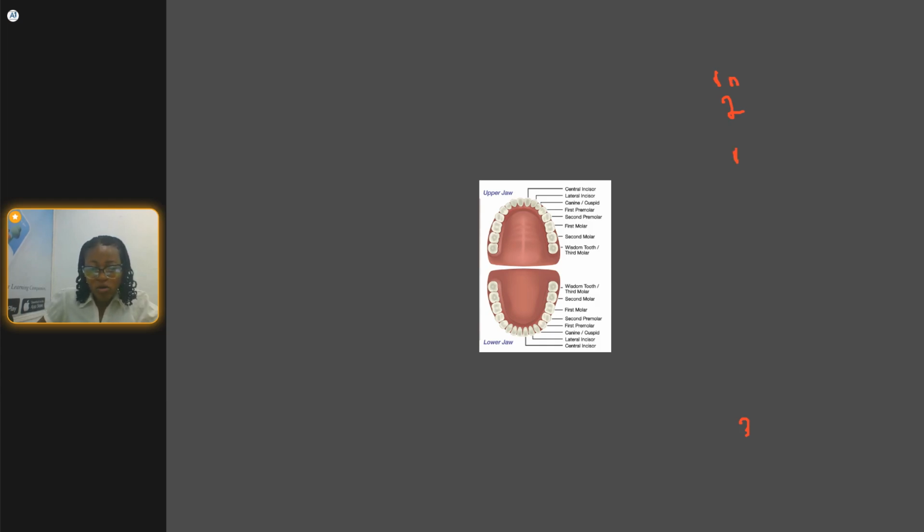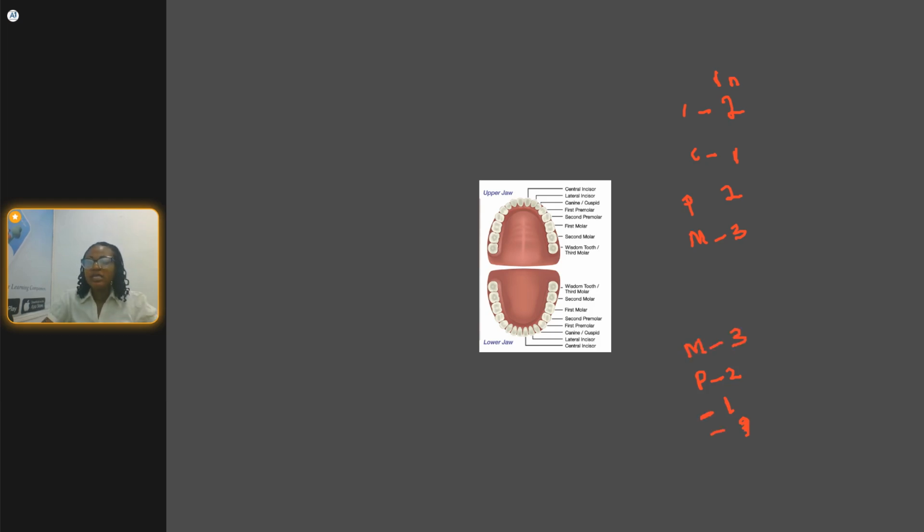Okay, and also here we have 1 for canine. For premolar we have 2, and for the down part we also have 2. Okay, and for molar we have 3, and for the down part we have 3 as well.